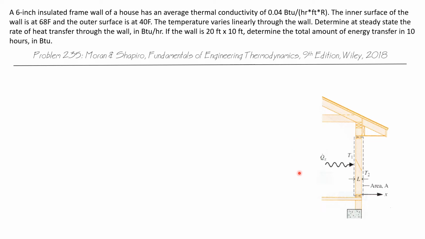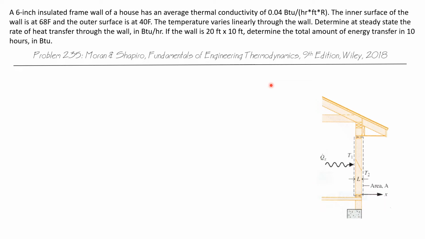Because the inside temperature of the house is warmer than the air outside the house, we're going to have heat transferring through the wall. So we have a 6-inch insulated frame wall in a house that has an average thermal conductivity of 0.04 BTUs per hour foot R. That's degrees Rankine. The inner surface of the wall is at 68 degrees Fahrenheit, and the outer surface is at 40 degrees Fahrenheit. The temperature varies linearly through the wall. Determine, at steady state, the rate of heat transfer through the wall in BTUs per hour.